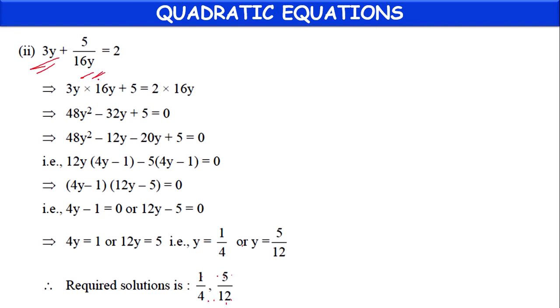In the equation also, we have y only. So we have got the y values. Okay, children, this is the type 2 method.